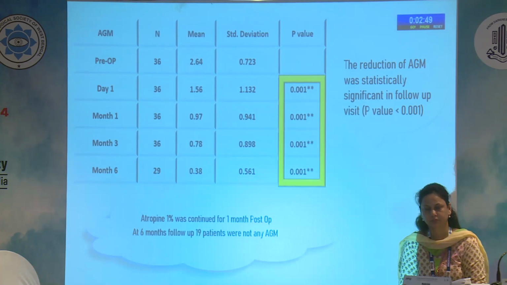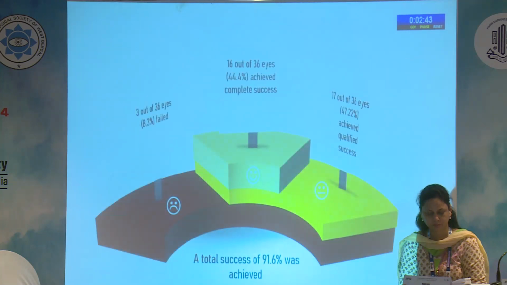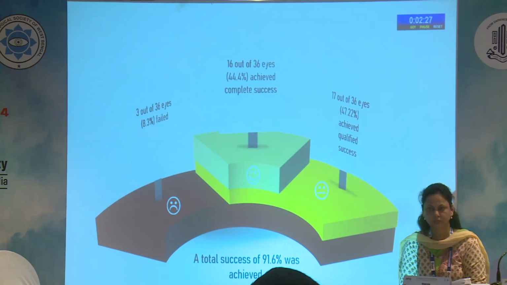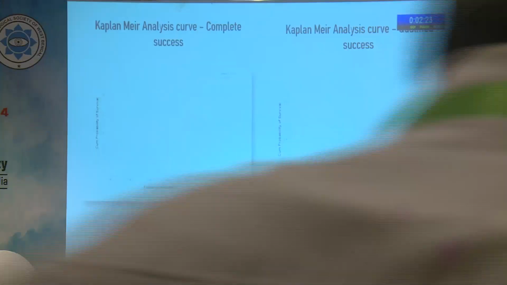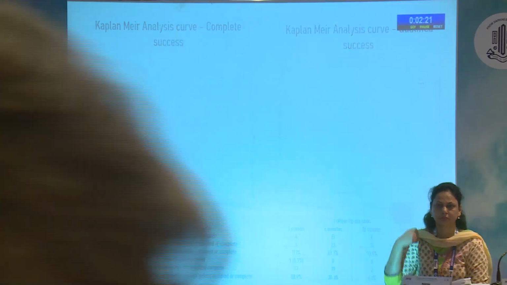Atropine 1% ointment was continued for 1 month post-operatively, and at 6 months follow-up, 19 patients were not on any anti-glaucoma medication. 8.3%, that is 3 out of 36 eyes, failed at 6 months. 44.4%, that is 16 out of 36 eyes, achieved complete success. 17 out of 36 eyes, that is 47.22%, achieved qualified success, and a total success of 91.6% was achieved. This is the Kaplan-Meier analysis curve for complete success and qualified success.